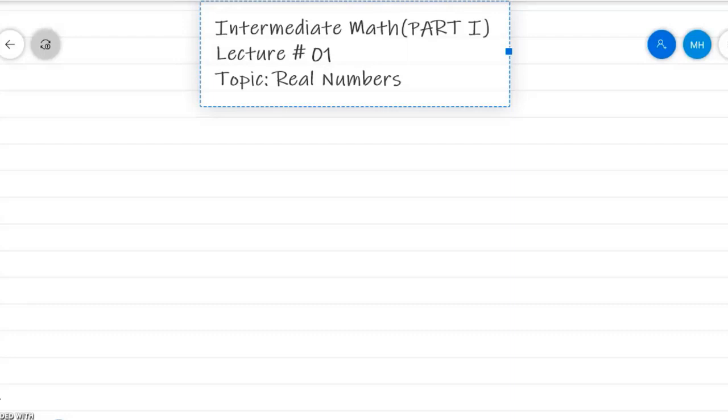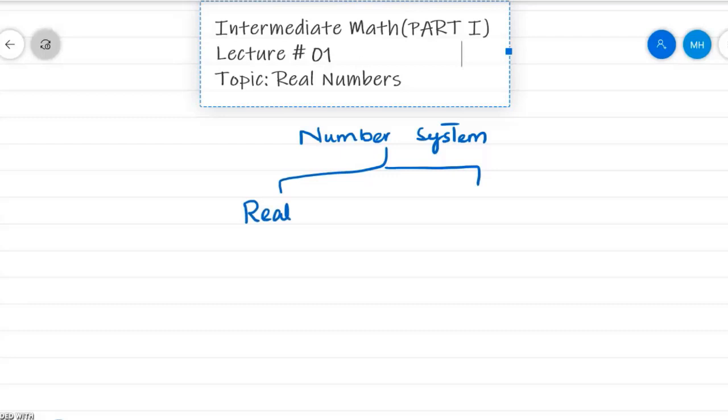So, let's start with the very first topic, which is real numbers. Before starting real numbers, you must know about the number system. The number system can be categorized into two kinds of numbers. One is the real number and the second one is the complex number. We also name them imaginary numbers. So, real numbers.